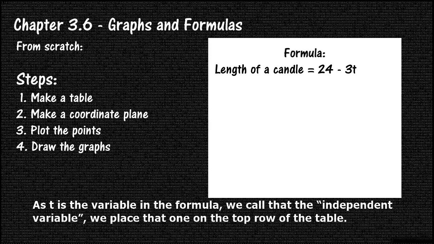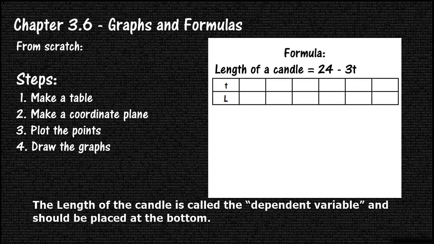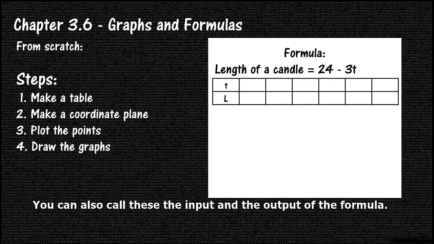As t is the variable in the formula, we call that the independent variable. We place that one in the top row of the table. The length of the candle is called the dependent variable and should be placed at the bottom. You can also call them the input and the output of the formula.